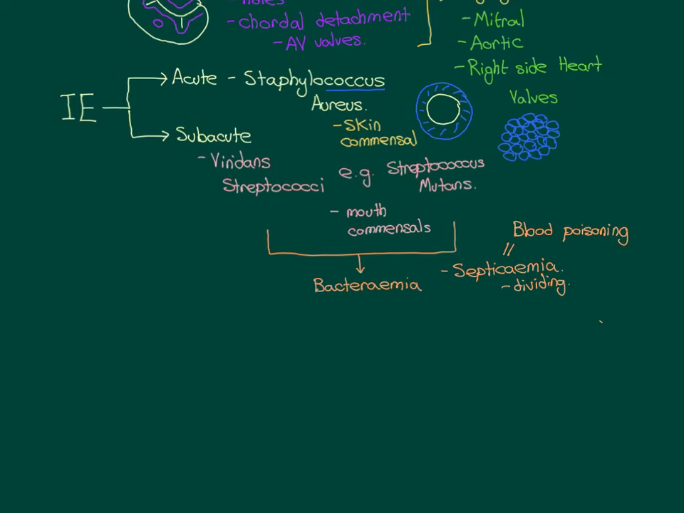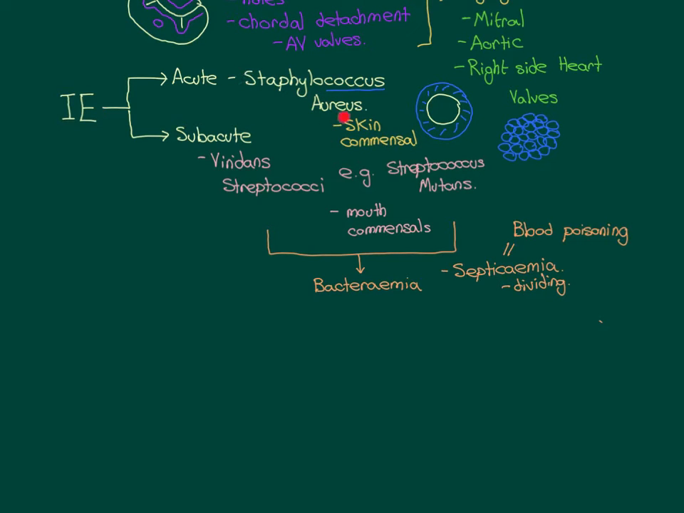Bacteremia is not life-threatening. Just having a few bacteria floating around in your blood is not life-threatening, because they'll be cleared, hopefully, very quickly by the spleen or some other means. Right, what's going to happen then in infective endocarditis is we need to get bacteremia, because this is the way that these bacteria are going to get to the heart. So how do they actually get into the bloodstream then?